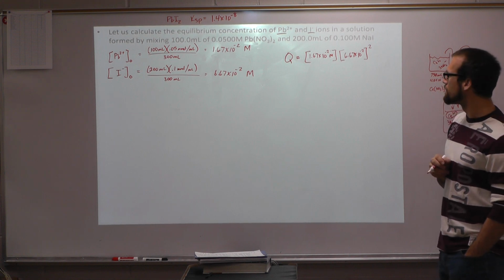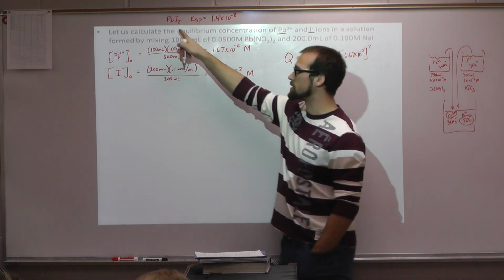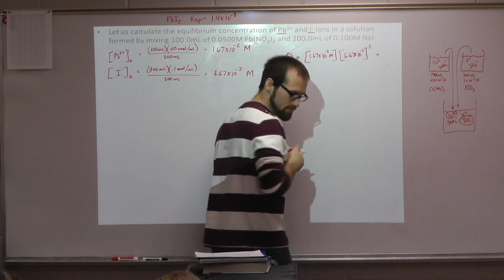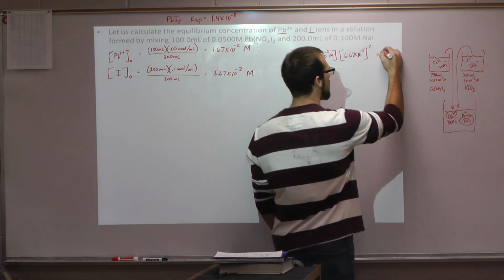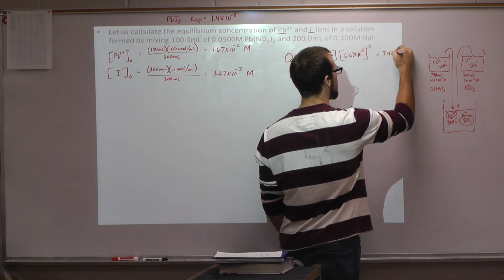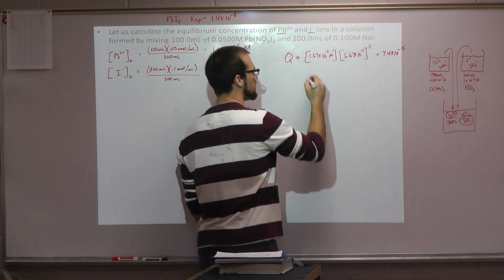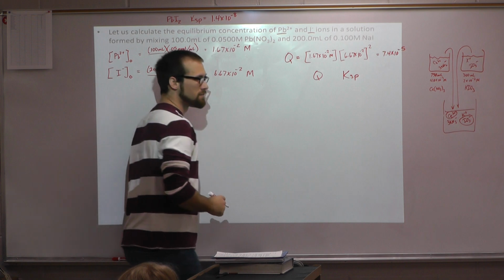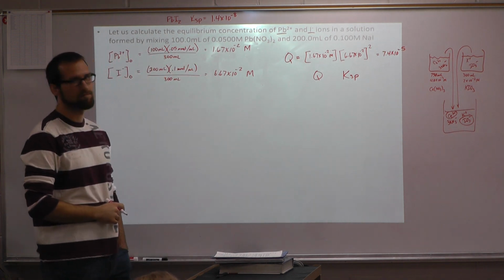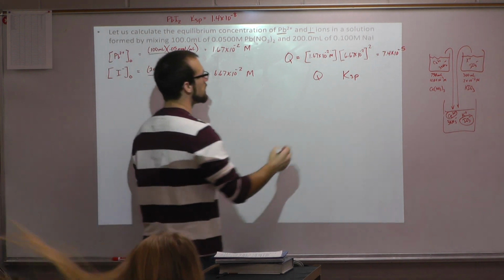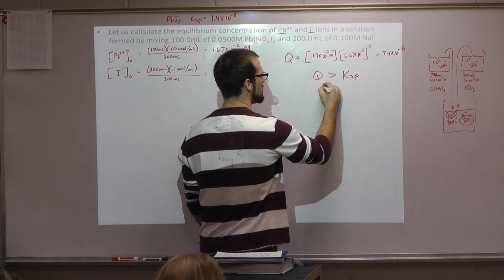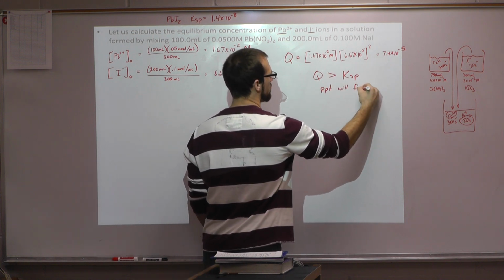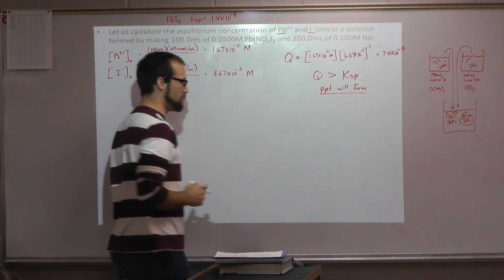Do you want the number? Okay, we're trying to figure out if this precipitates or not. Do you want that product? Yeah, what is it? 7.4 times 10 to the negative 5. Okay, so can we compare Q to Ksp? Q's bigger, which means we got too many ions in solution, so a precipitate will form. And that's just the preliminary work.